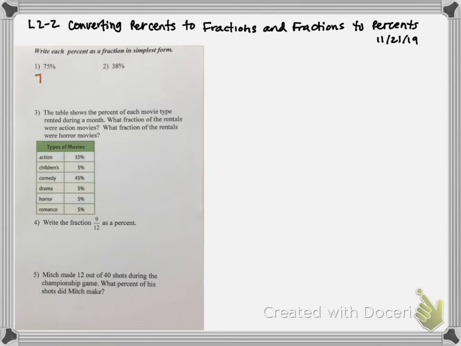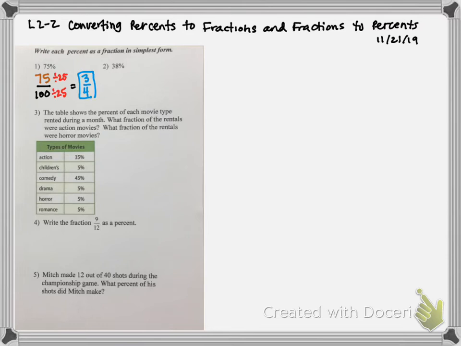So I'm going to write 75 percent. Okay, percent symbol means divide by 100. Then I need to simplify. These both have a 25 in common. And I'm going to get my answer to be 3/4. Okay? Next one, we have 38%.